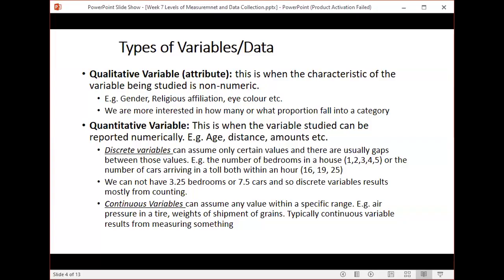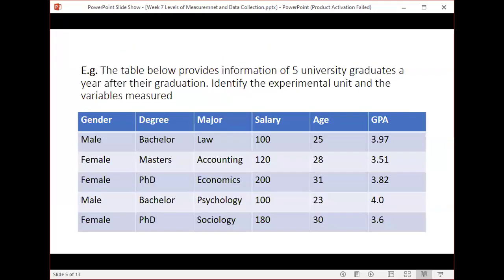So there are variables that are quantitative continuous variables. So let's get that clear. We have quantitative discrete variables and we have quantitative continuous variables. Okay, so continuous variables normally result from measuring something. Okay, let's look at this example.